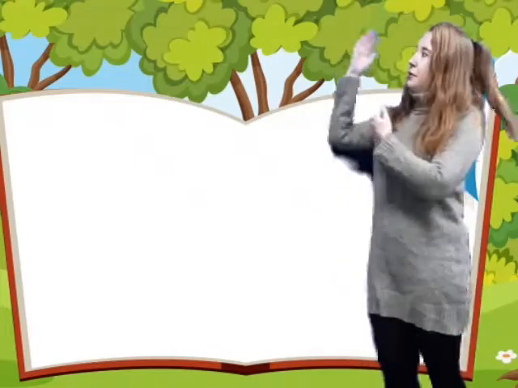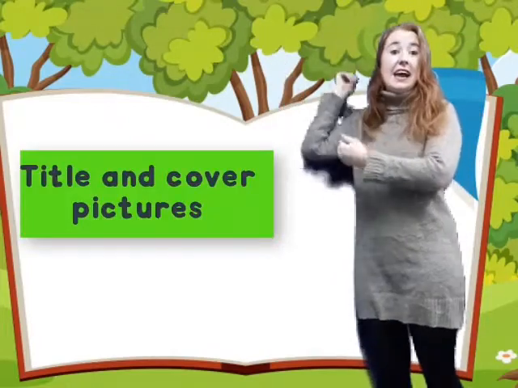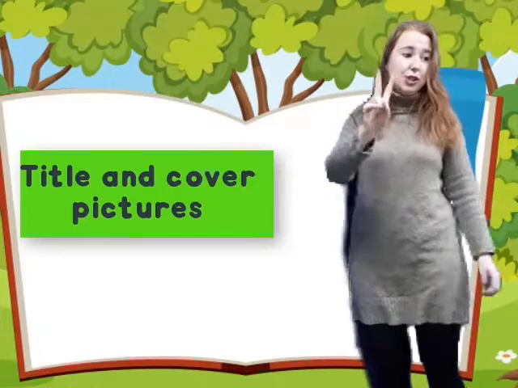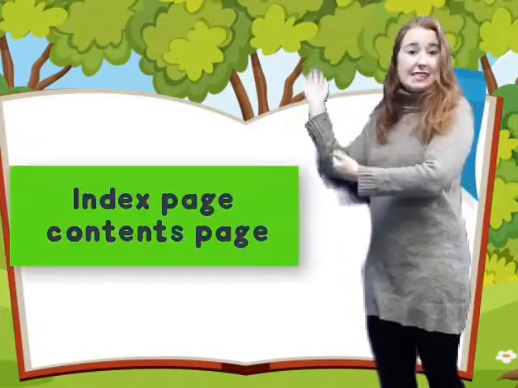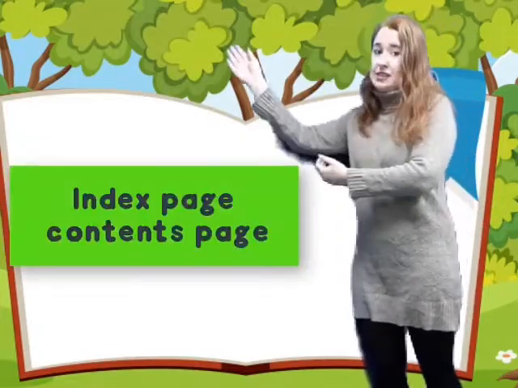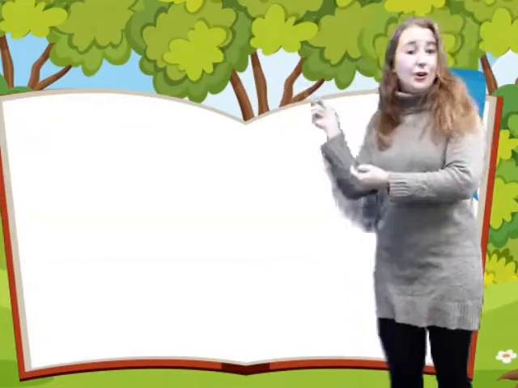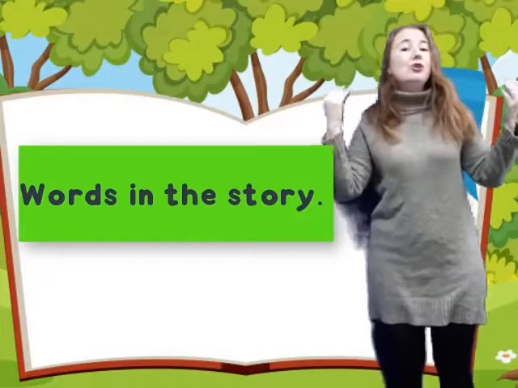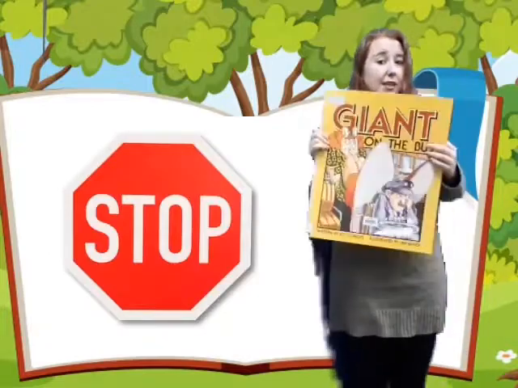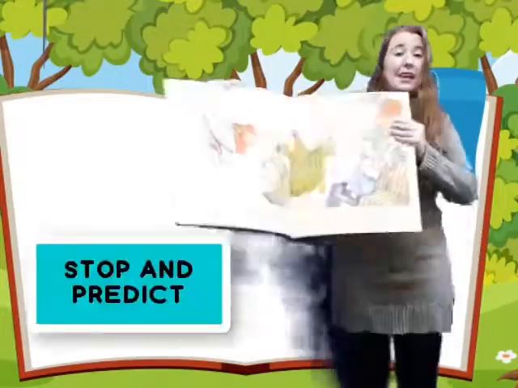So let's go over one more time how we can preview a book. Number 1, we can look at the titles and the pictures. Number 2, we can look at the index at the back of the book or a contents page at the front of the book. And the last way, we can look at the words that are used in the story to help us. When you are reading, to help you with prediction, stop whilst you are reading the story and predict what will happen next.